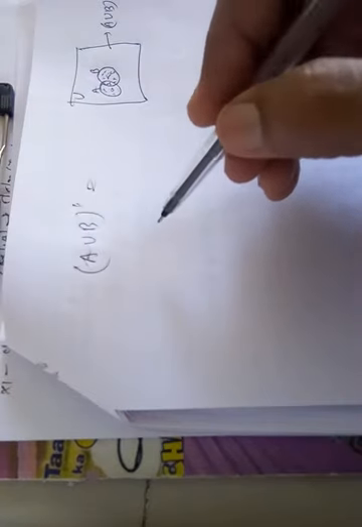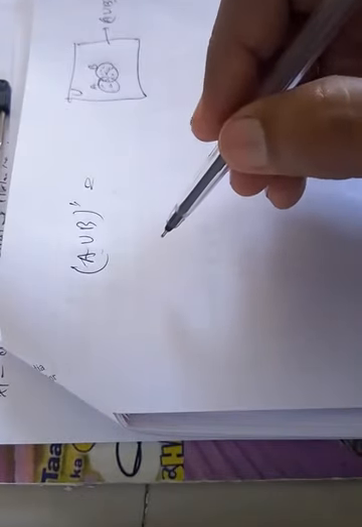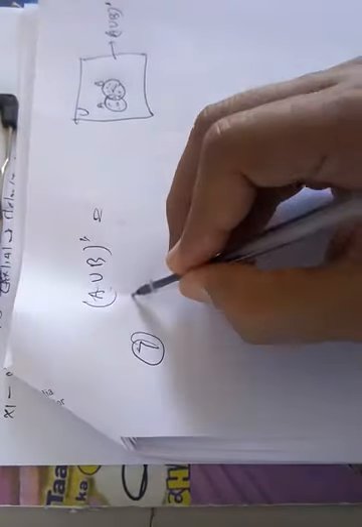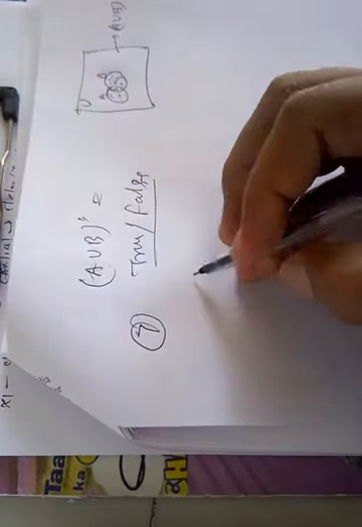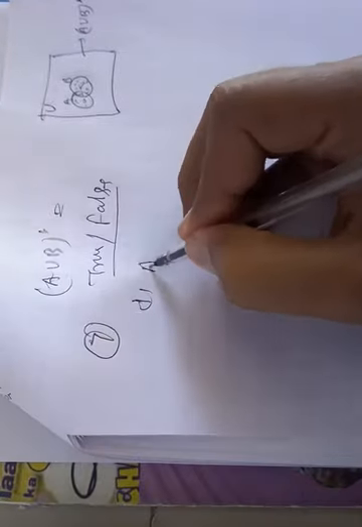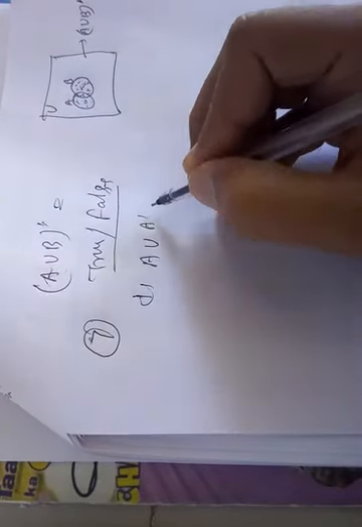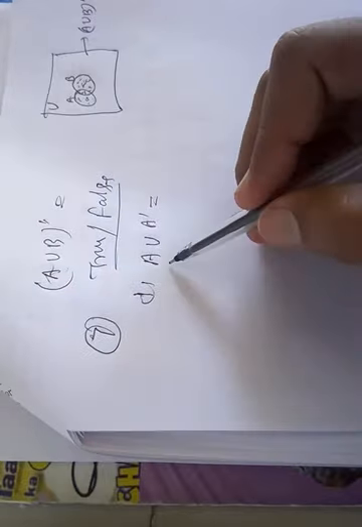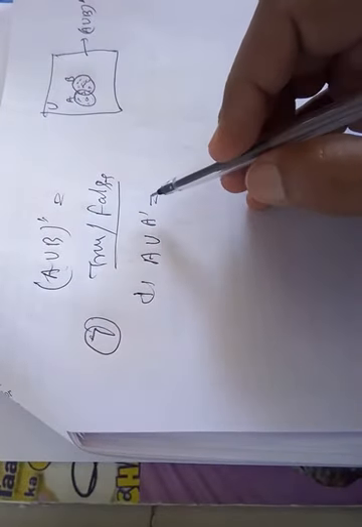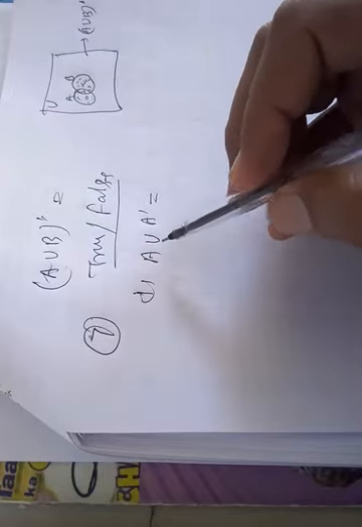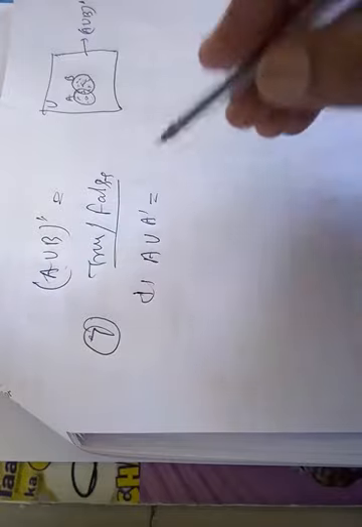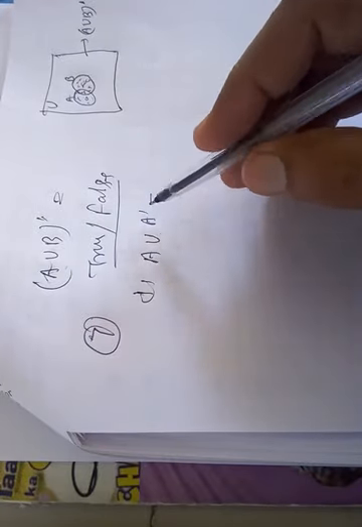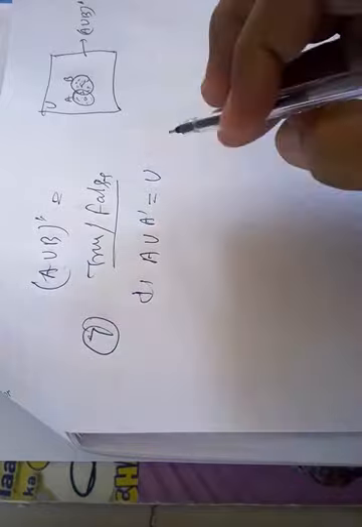Okay. Fill in the blanks or say true or false for each of the following statements. True and false. Clear? First, A union A complement. Property also given. A complement means remove A from the universal set, and then the remaining and A, this is also the universal set. Clear?